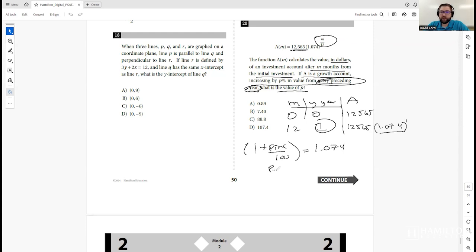And then the percent increase over 100 is equal to 0.074. Multiply both sides by 100, and we're left with the percent is equal to 7.4%. And I want to write down all of that because it didn't say round to the integer, round to the hundredths place. So 7.4 is the correct answer.